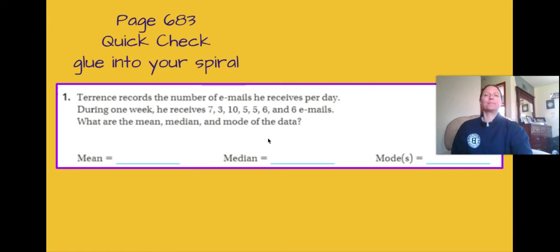Quick check on page 683. Terrence records the number of emails he receives per day. During a week, he receives 7, 3, 10, 5, 5, 6, and 6 emails. What are the mean, median, and mode of the data?